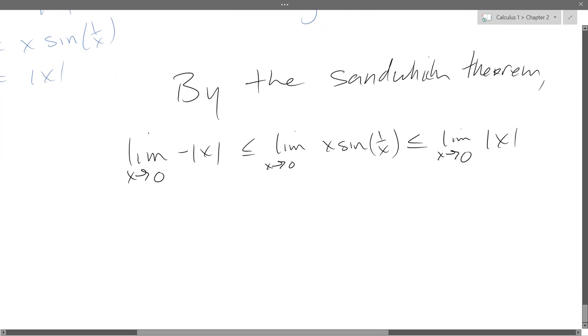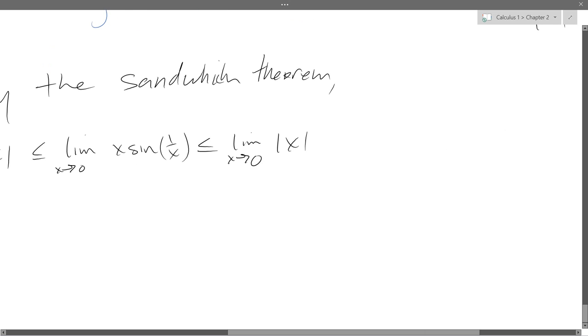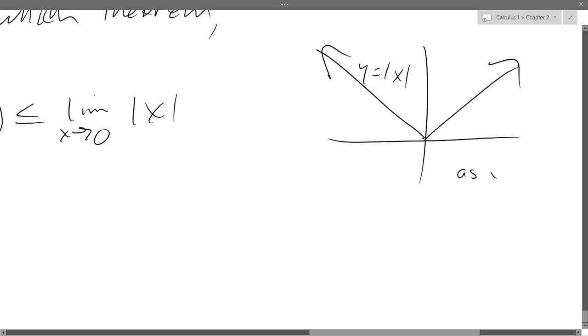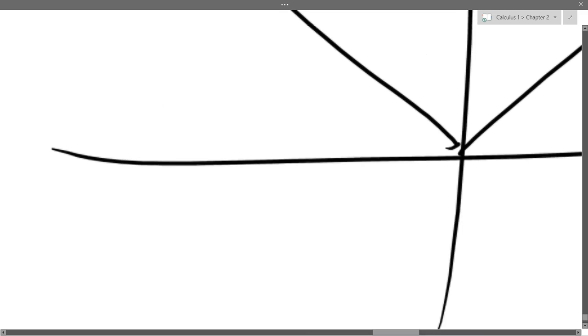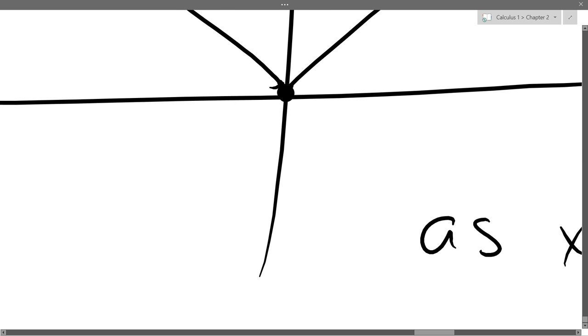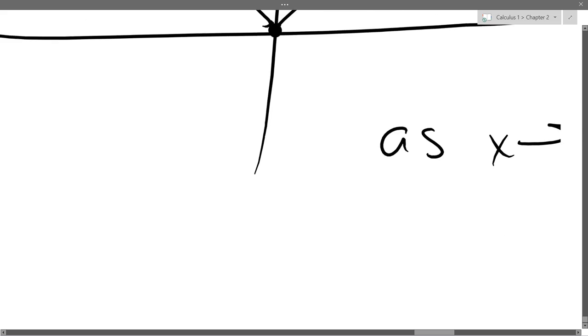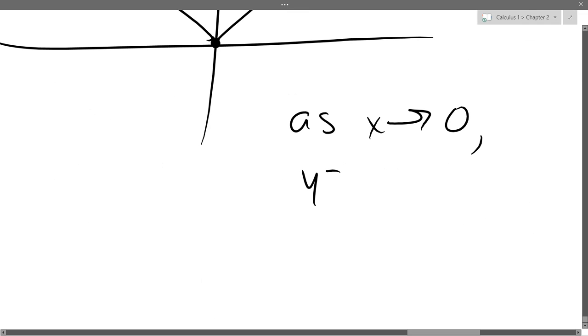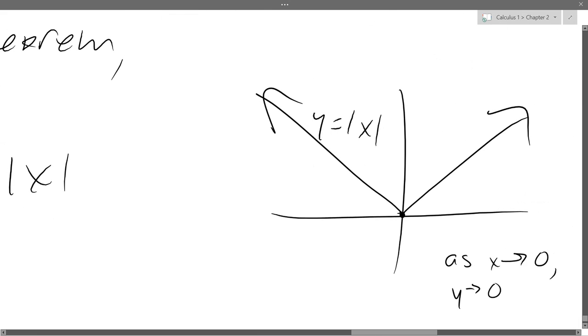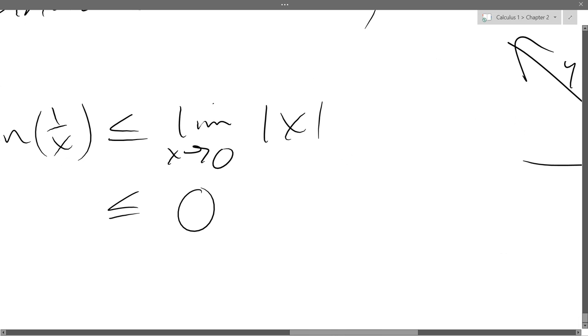Can you graph the absolute value of x function? You should be able to. It's just the V function. So let's take care of the right limit first. Absolute value of x, very easy to graph. What happens when x approaches 0? There we go. Connect it up so everything matches perfectly. As x approaches 0, y approaches 0 right there. You can see it happening, both sides, doesn't matter. So as x approaches 0, y approaches 0 also. So that's our limit: the absolute value of x limit as x approaches 0 is 0.